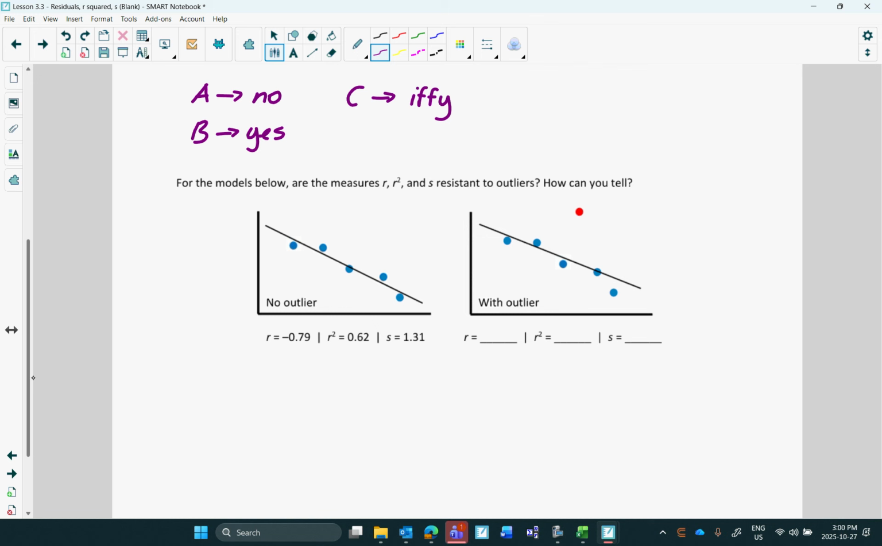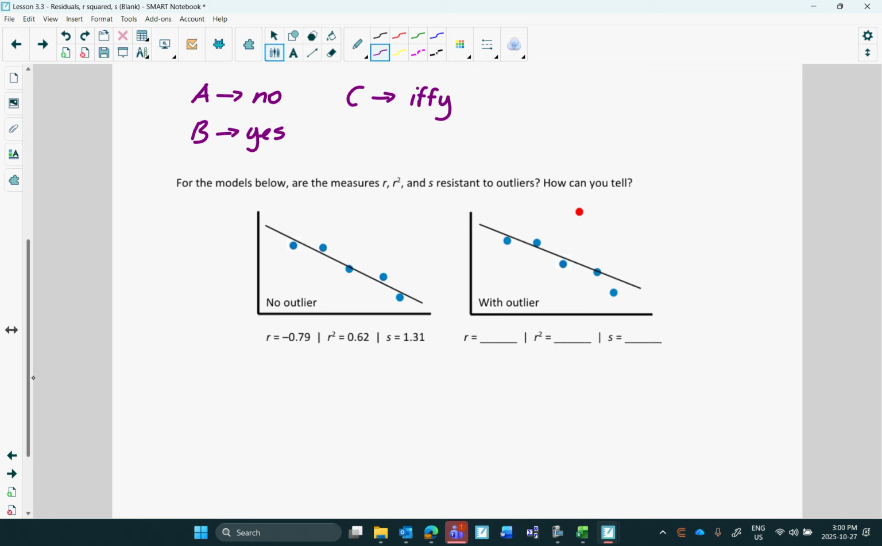So what does an outlier do? Well, it's going to have a big impact on the correlation, on the coefficient of determination, and the standard deviation of the residuals. So as an example, no outlier, we've got a pretty strong relationship. Even R squared, fairly high. 62% can be predicted by the least squares regression line.